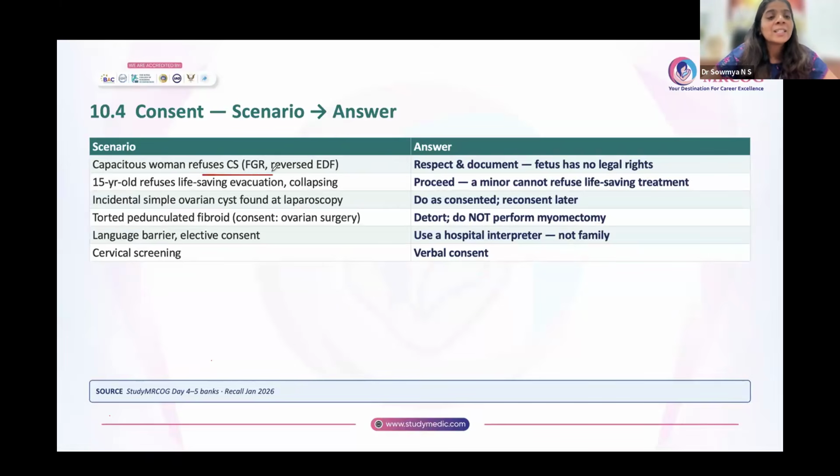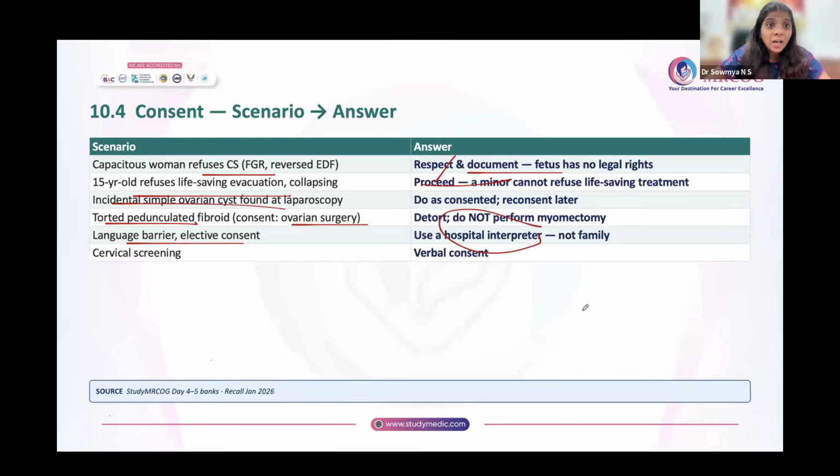Somebody who refuses cesarean section has capacity: respect and document. A 15-year-old refuses life-saving evacuation: you are not going to listen, proceed. Incidental simple ovarian cyst found at laparoscopy: don't worry, do the other procedure and ask her to follow up. Torted pedunculated fibroid, consent for ovarian surgery: detort and see, don't perform myomectomy. Language barrier, elective consent, I think I mentioned this.